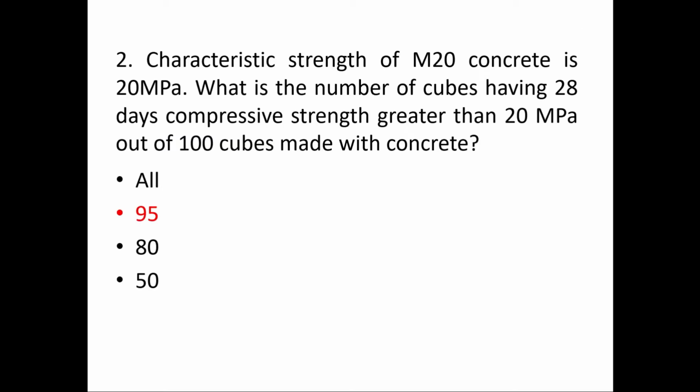The next question: the characteristic strength of M20 concrete is 20 MPa, so what is the number of cubes having 28 days compressive strength greater than 20 MPa out of 100 cubes made with this concrete? By definition, characteristic strength is that below which not more than 5% of test results are expected to fall. So 95% of cubes will have strength more than the characteristic strength. Option 95 is correct. Moving on to the next question.